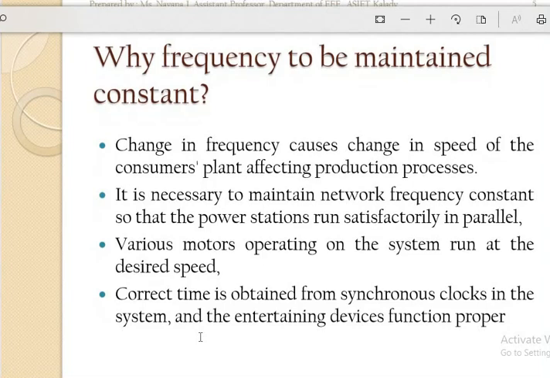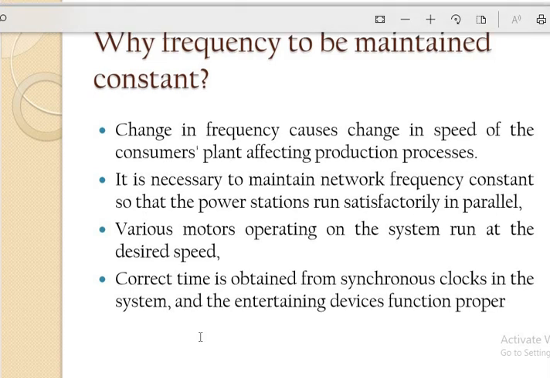Now, we mentioned that we need to keep active power constant, which means we are maintaining the frequency constant. And why do we need a constant frequency? This can be asked as a short answer question: why do we require a constant frequency, or why should frequency be maintained constant? This is very simple, because we all know our frequency is 50 hertz.